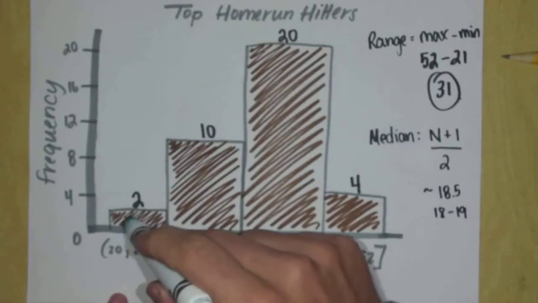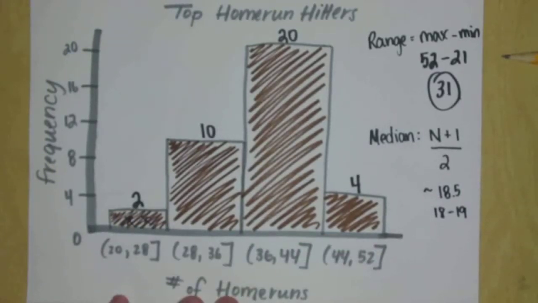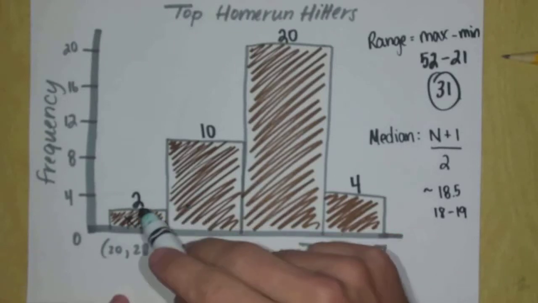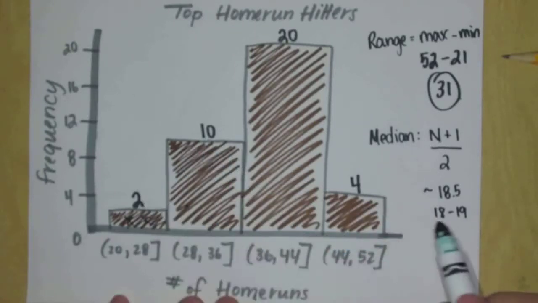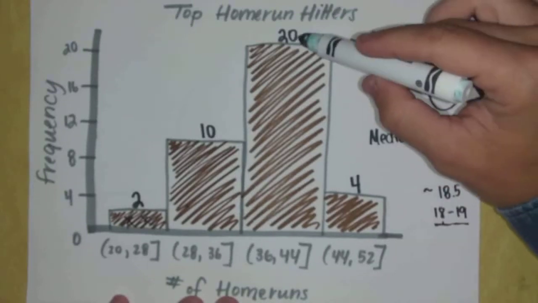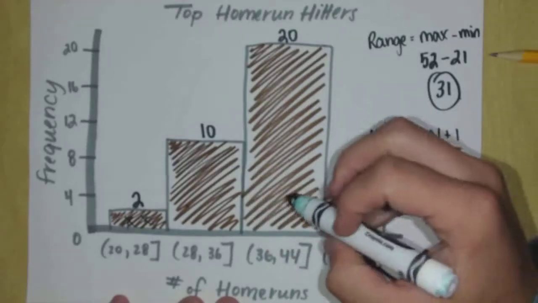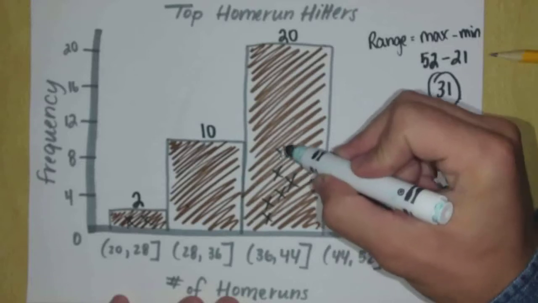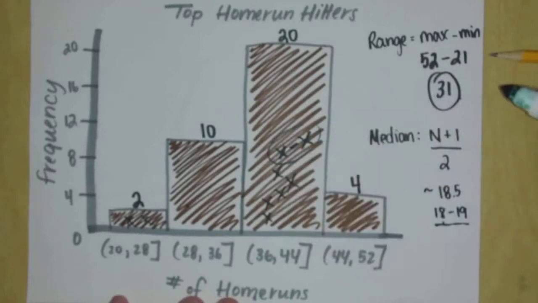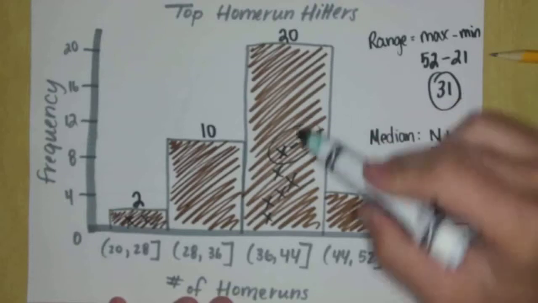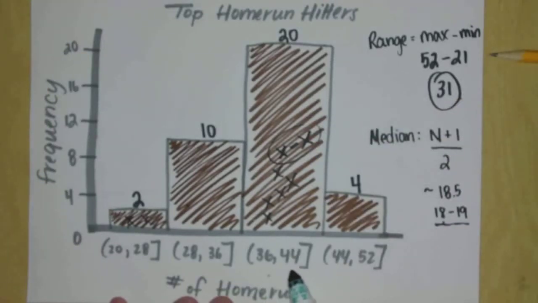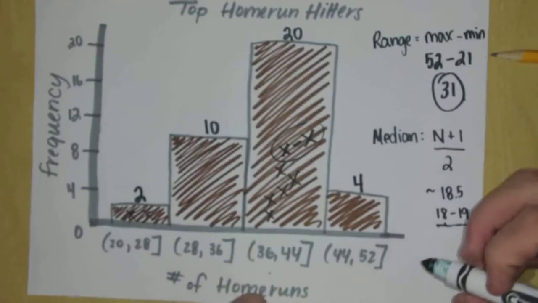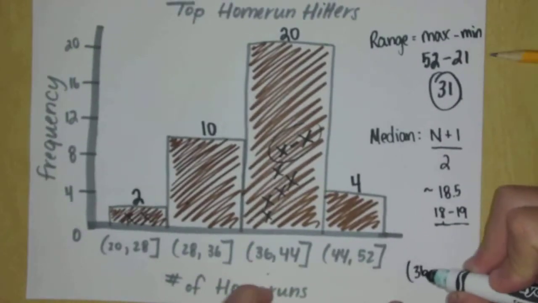So I'm going to start to count. Well, I have 2 hitters in the first class, another 10 in the second class. So 2 plus 10 is 12. So I've gone through the first 12. I want to find out where the 18th to 19th. Well, because this has 20, and I've hit 12 so far, 13, 14, 15, 16, 17, 18, and the 19th, both the 18th and the 19th hitter would find themselves in the class 36 to 44. So that means the median, you would say, is from 36 to 44.